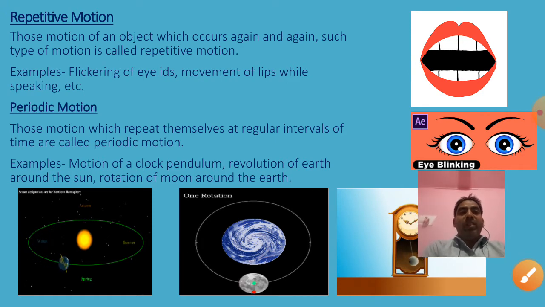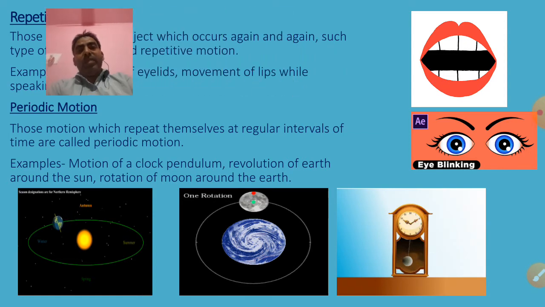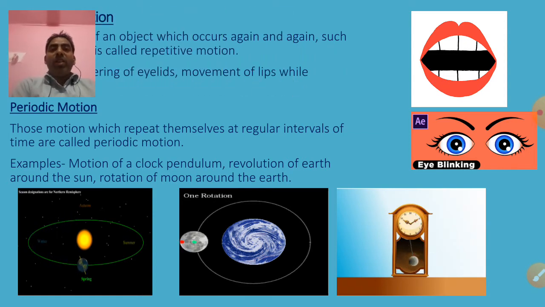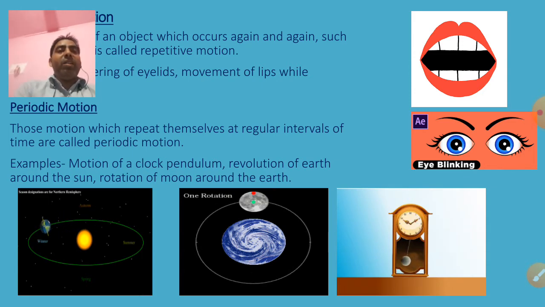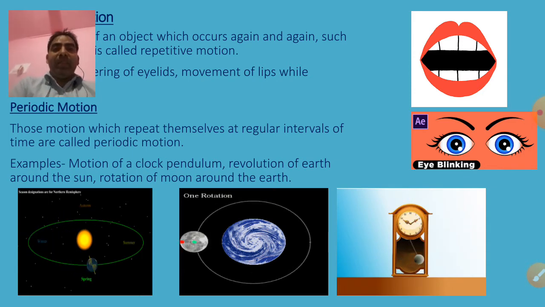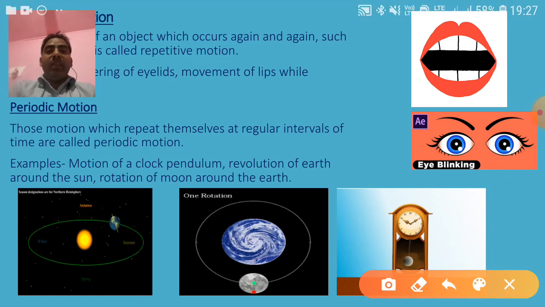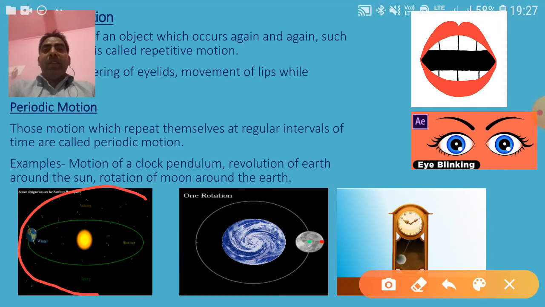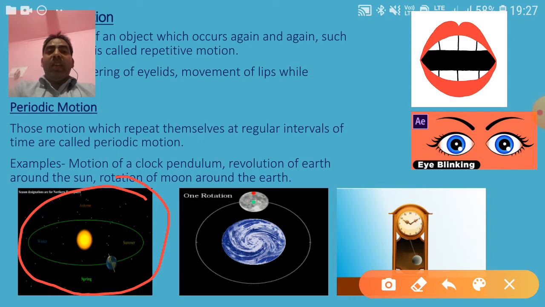Now we will see periodic motion. What is periodic motion? Periodic motion is those motions which repeat themselves at a regular interval of time. Like here you can see the earth is revolving around the sun. That is periodic. The time is fixed here, at a regular interval, so it is called periodic motion.